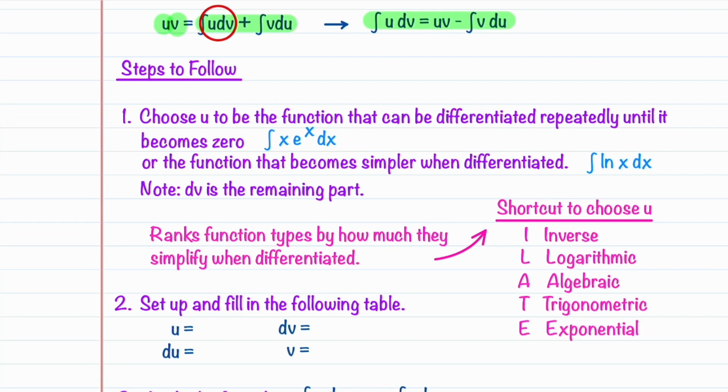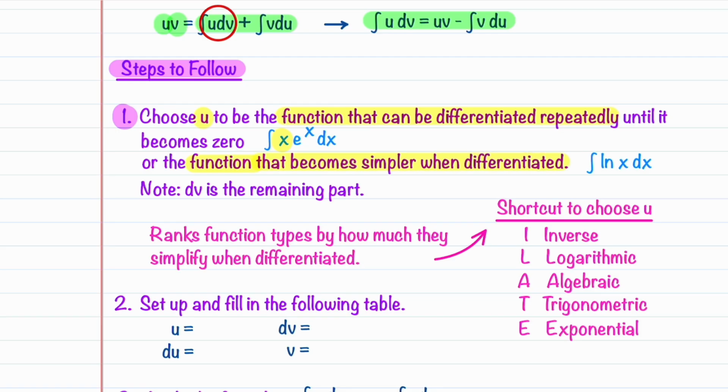Now that we know the formula that we need to use, let's go over the 3 steps that you can follow when integrating using integration by parts. Step 1 is by far the hardest. In step 1, we are going to choose u to be the function that can be differentiated repeatedly until it becomes 0. An example of this would be the x in this integral x e to the x dx. Or we can choose u to be the function that becomes simpler when differentiated.